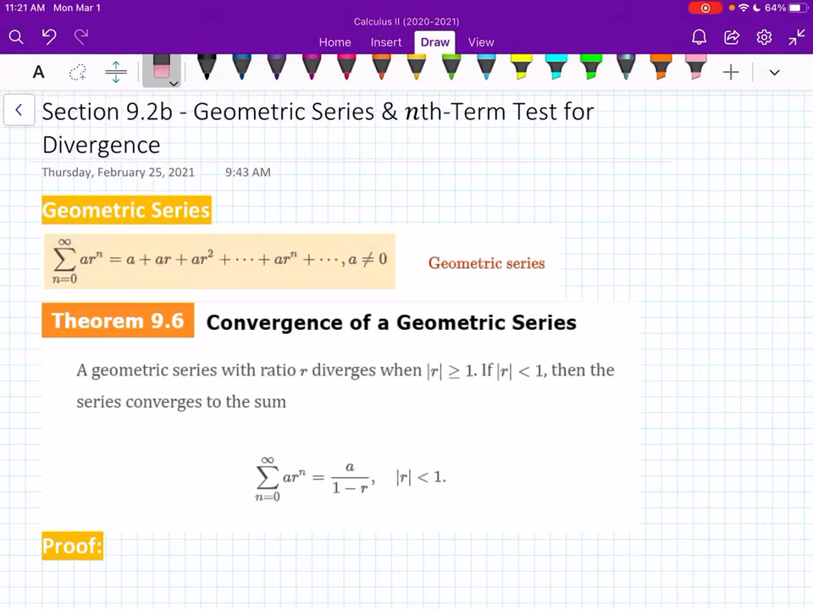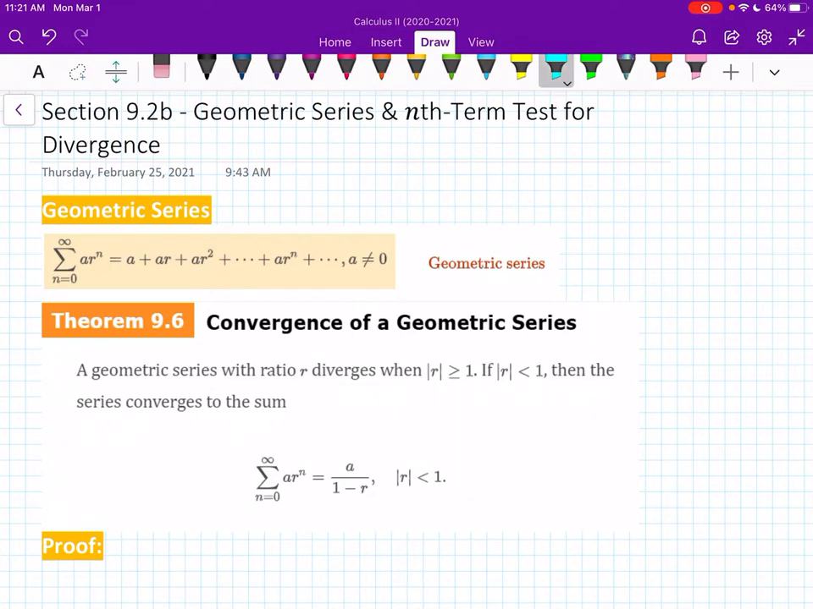Hello, for today's lesson we're talking about section 9.2b. We're talking about geometric series and the nth term test for divergence. So a reminder, a geometric series is a series of a geometric sequence, and a geometric sequence is where you're multiplying by a constant ratio to get from one term to the next.